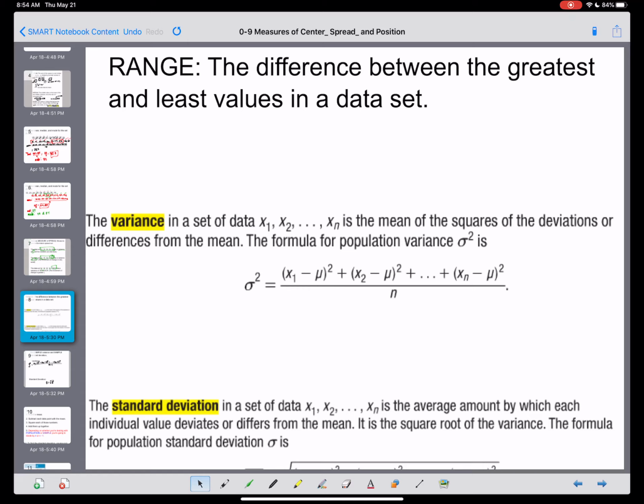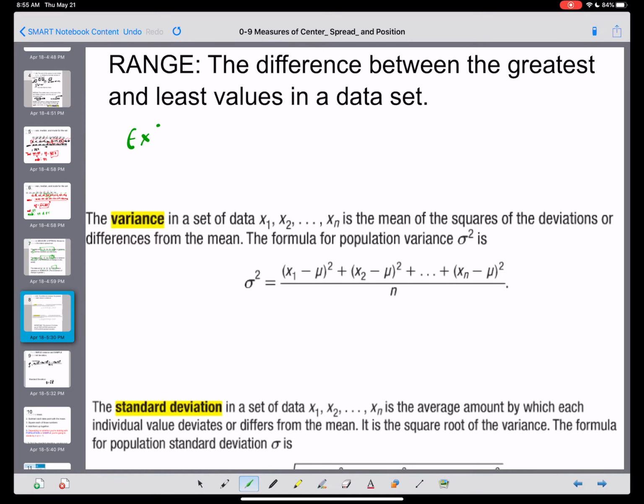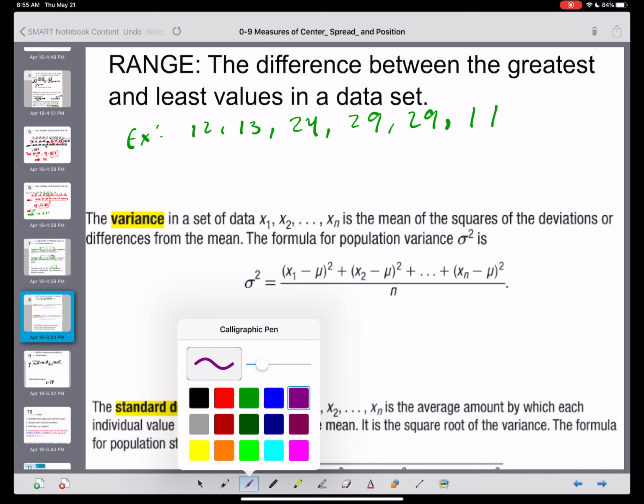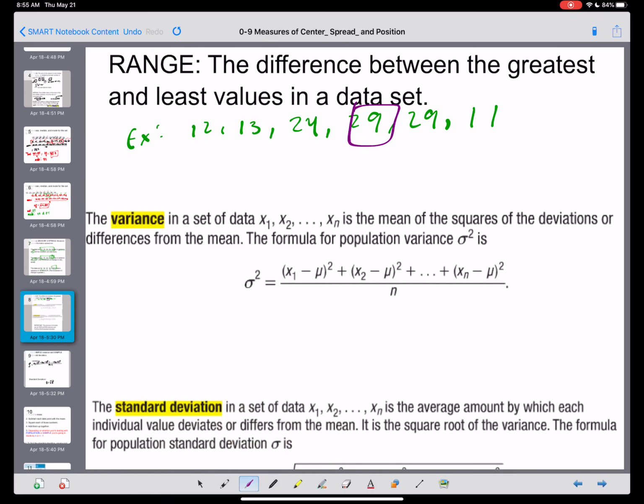Okay, the range. The range is the difference between the biggest and the smallest data set. So here's an example of range. Let's say I have 12, 13, 24, 29, 29, 11. Okay, so I'm looking for the biggest and smallest numbers. My biggest number is 29. It doesn't matter that it happens twice. 29 happens twice, it's still the biggest number, and then 11. So I do 29 minus 11, and then it's 18. My range is 18.